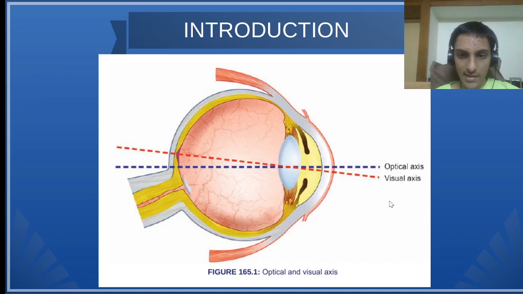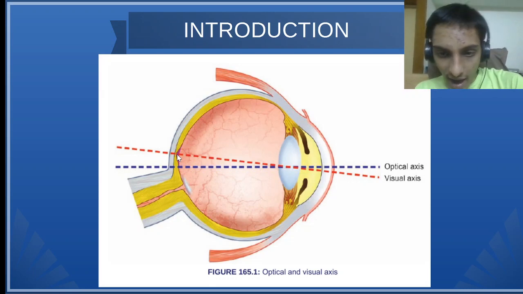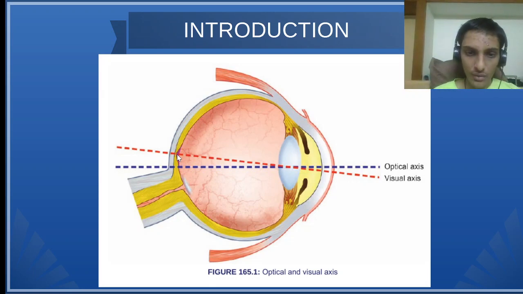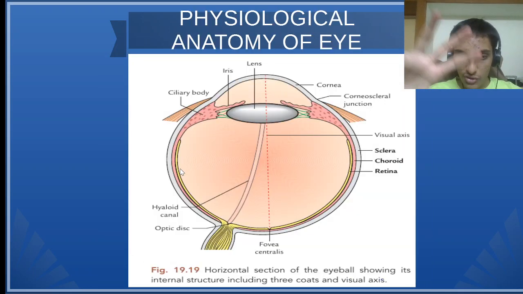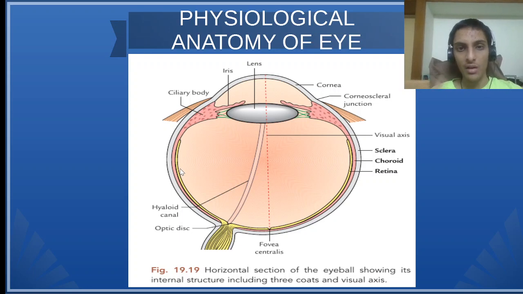So there are two axes we have to understand, optical and visual axis. So visual axis you are seeing is coming from the fovea centralis, also from the anterior and the posterior pole. Only posterior pole is the optical axis. Okay. So this is to show you a structure of the eye.